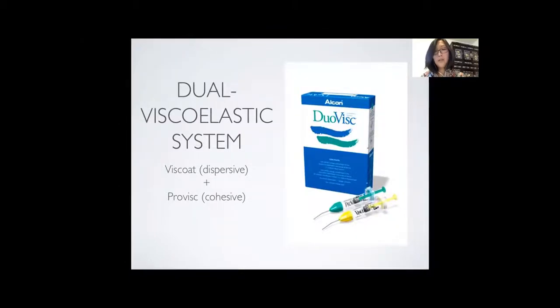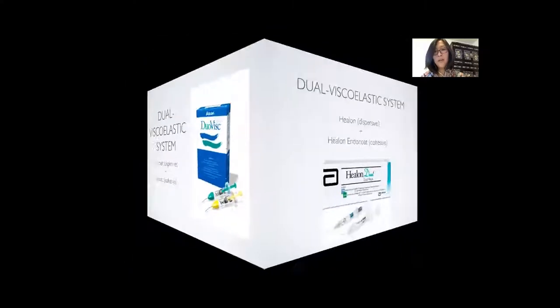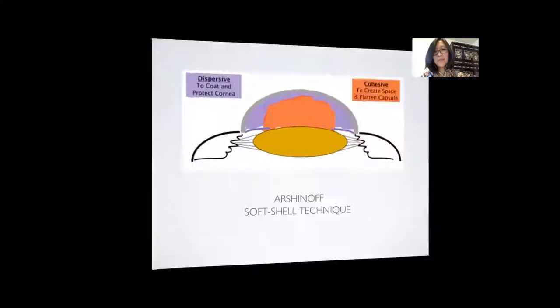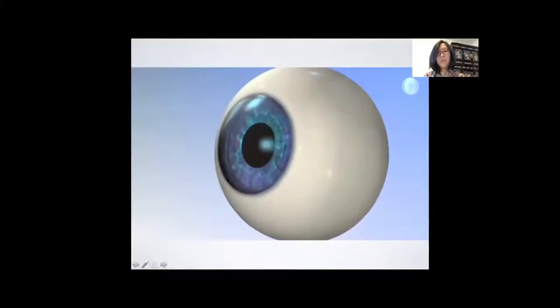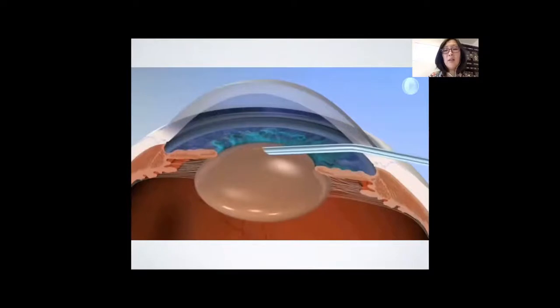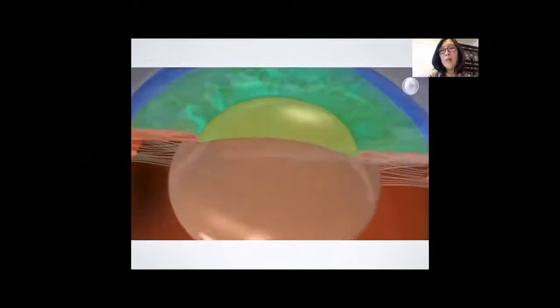There are dual viscoelastic systems that are sold which combine both. I like to use this Arshinoff shell technique to really protect the endothelium. And it is a combination technique. So you can see here that we're going to go ahead and inject the dispersive, and then a cohesive underneath to really press up and protect the endothelium.